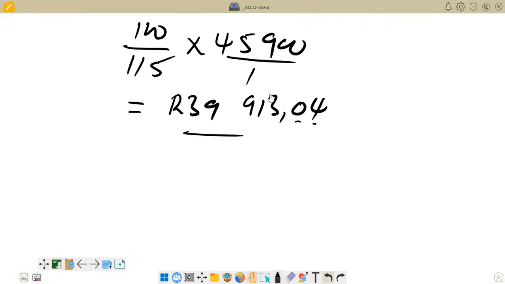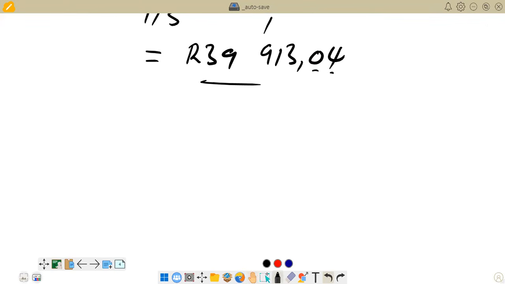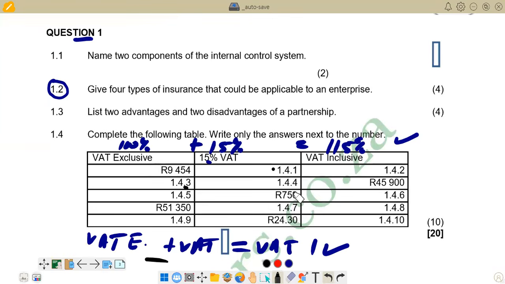Then we can move on to the next one, which is 1.4.4. On 1.4.4, we can go back again to check what we have. 1.4.4 is now here. So what does it mean? It means we have this one, but we don't have this one. So we can use this formula again, whereby the one that we are looking for now is the VAT. Let's make our VAT the subject of the formula.